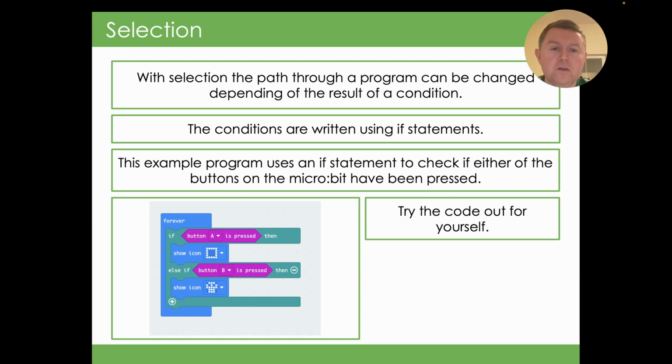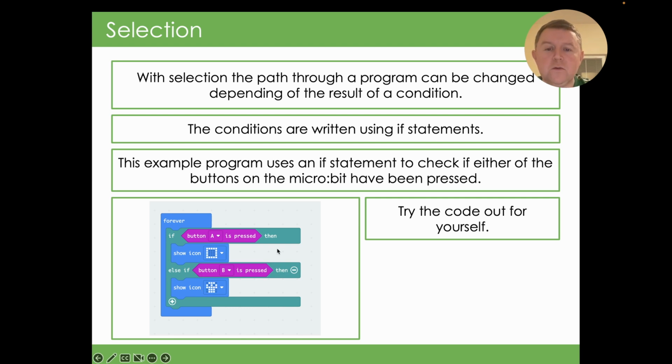Based on the user's choice, or something that happens, something we call a condition, the program can decide to do something different, okay? So we have some code here. We use the if statement to cause selections, and we can use it in the block-based editor here and also in Python. So we're going to try out this code. If button A is pressed, then show this icon. Else, if button B is pressed, then show this icon.